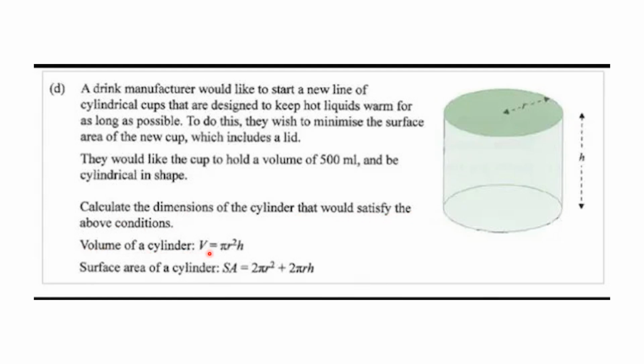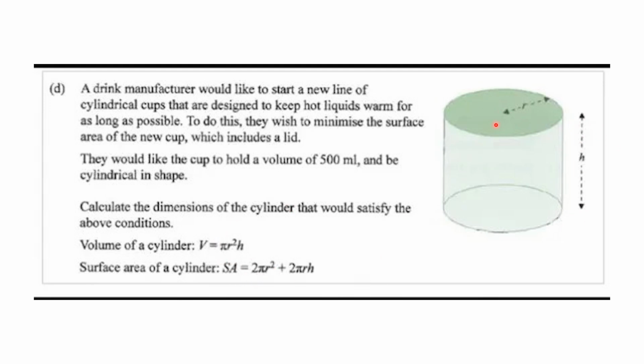The volume of the cylinder V is equal to pi r squared h, and the surface area of the cylinder SA is equal to 2 pi r squared plus 2 pi r h. Okay, so we know where we get these formulas from. This is the basic volume for a cylinder. We simply say the area of the face multiplied by the height. That's how we get this.